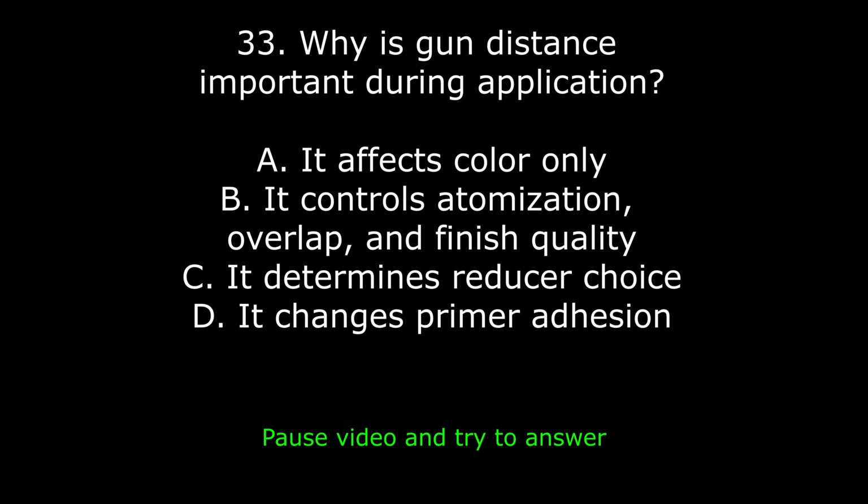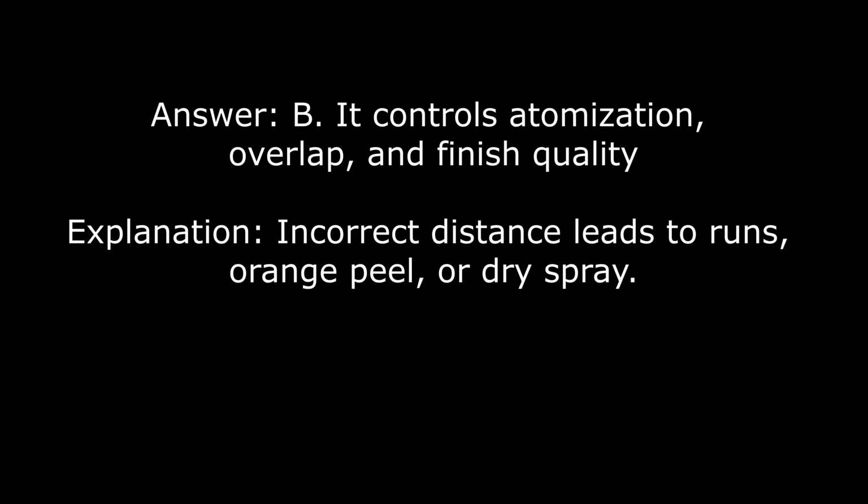33. Why is gun distance important during application? A. It affects color only. B. It controls atomization, overlap, and finish quality. C. It determines reducer choice. D. It changes primer adhesion. Answer: B. It controls atomization, overlap, and finish quality. Explanation: incorrect distance leads to runs, orange peel, or dry spray.